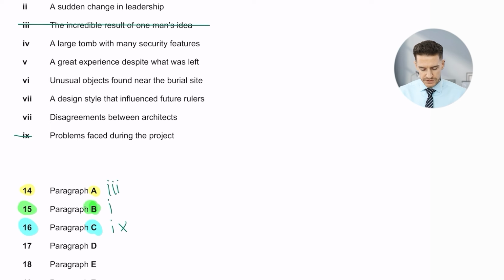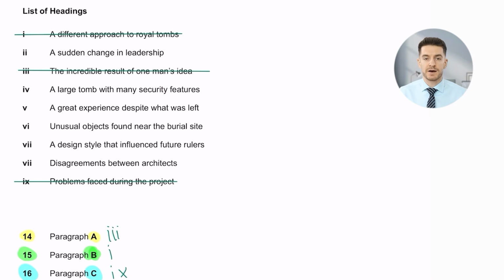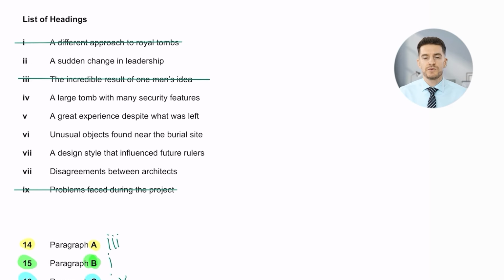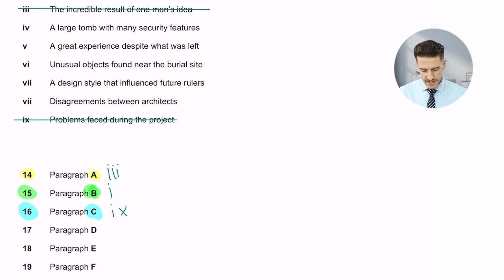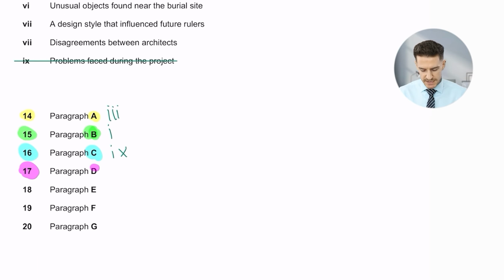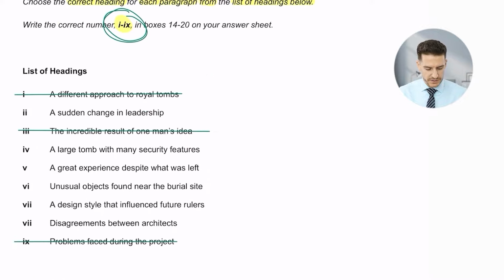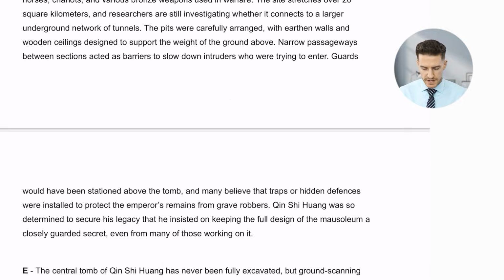And again, let's cross off number 9 here, so we've got less to look at when it comes to the next questions. Now, please note that sometimes your heading or your summary is not going to be exactly the same as the headings that are provided. So if that happens, you may need to go back to the paragraph again and have a look at the main ideas one more time. So now let's go on to the next question, which is question number 17, and that's paragraph D. So let's see what we can find about the main ideas there.